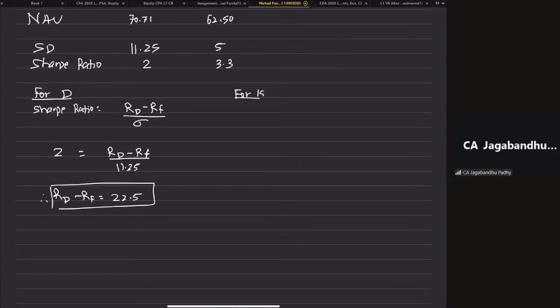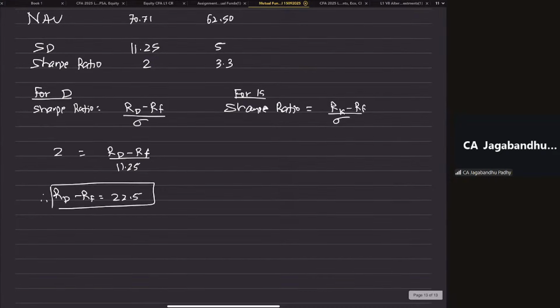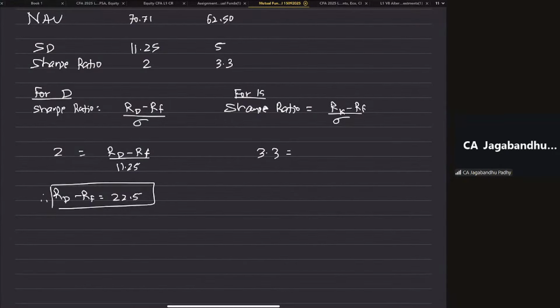And for K, what is the Sharpe ratio? 3.3. So it's return of K minus risk-free upon standard deviation. So what is the return of K? This is 3.3 is equal to return of K, which is not known, minus risk-free upon the standard deviation. We can definitely say return of K minus risk-free is what? The standard deviation is 16.5, so we got this value, right?